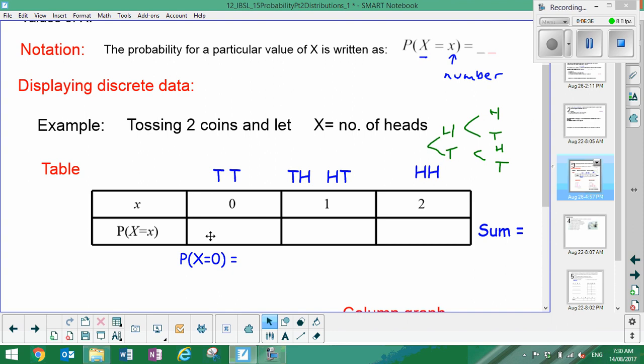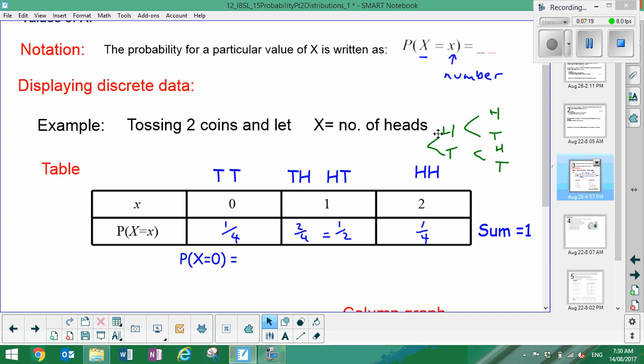So what's the probability? How many options are there? 1, 2, 3, 4. So our probability is going to be, in this case, 1 out of 4. It's a quarter of a chance it'll be 2 tails. Here, because there's 2 ways of getting 1 head, it's going to be 2 out of 4, which is equal to a half. And 2 heads is only 1 possibility, so we're back to a quarter. Now note, the sum of these, because we've considered all the possibilities, the sum has to equal 1.